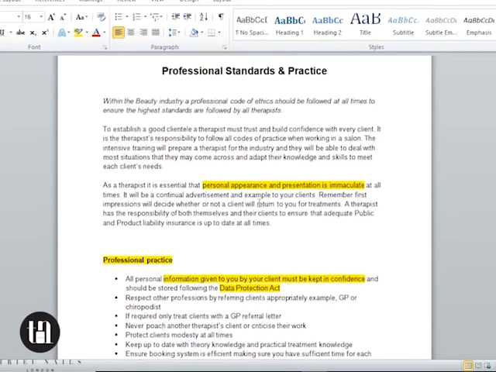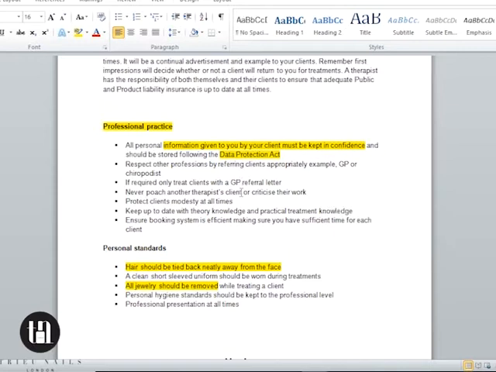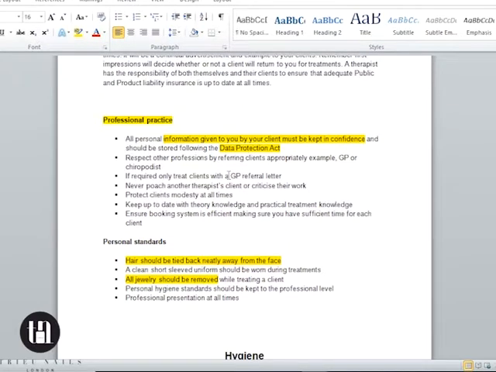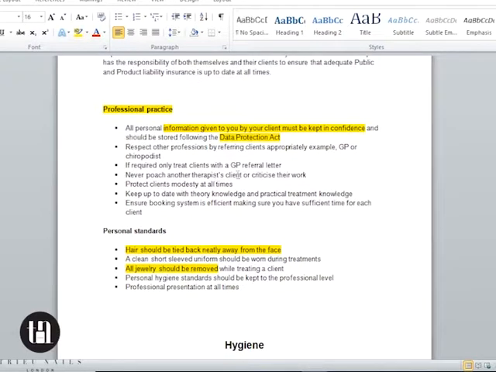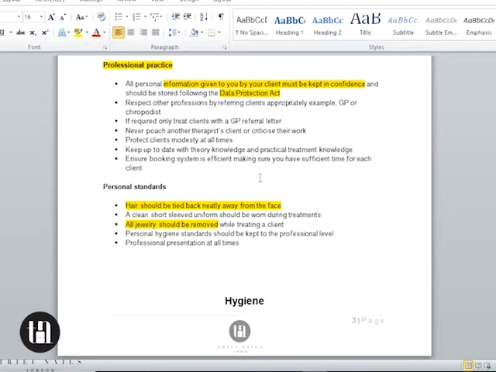So what does it mean to have good professional standards in terms of the workplace? That means all professional information given to you by your client must be kept in confidence, so secret or private, under the Data Protection Act. You need to respect other professions, so refer them to a GP where needed. Only treat them when they come back with a GP referral letter. Never poach another therapist's client, or criticize their work openly. Protect clients' modesty at all times and keep up to date with general knowledge.